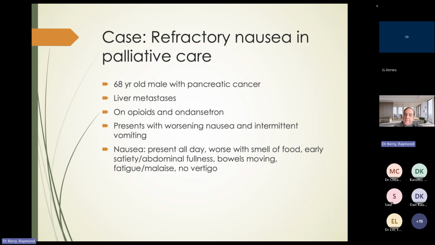Nausea was present all day. He found it worse with any smells of food. Early satiety, abdominal fullness, but bowels were moving well. Felt fatigued, and quite importantly, no vertigo. So we would not go there.